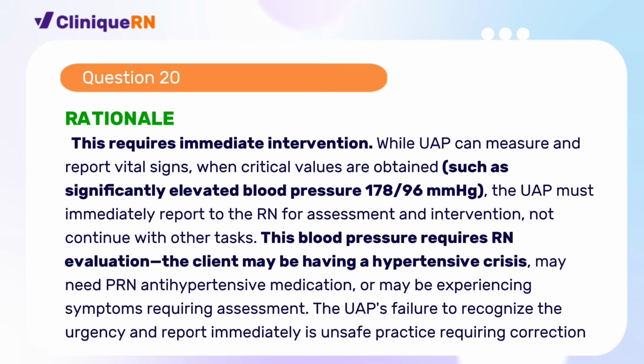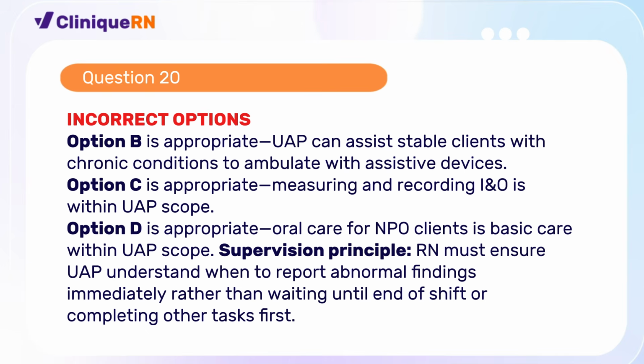This blood pressure requires RN evaluation. The client may be having a hypertensive crisis, may need PRN antihypertensive medication, or may be experiencing symptoms requiring assessment. The UAP's failure to recognize the urgency and report immediately is unsafe practice, requiring correction. Option B is appropriate. UAP can assist stable clients with chronic conditions to ambulate with assistive devices. Option C is appropriate. Measuring and recording I&O is within UAP scope. Option D is appropriate. Oral care for NPO clients is basic care within UAP scope.